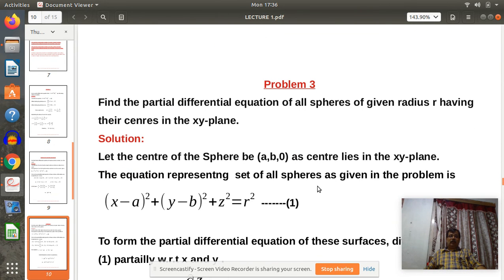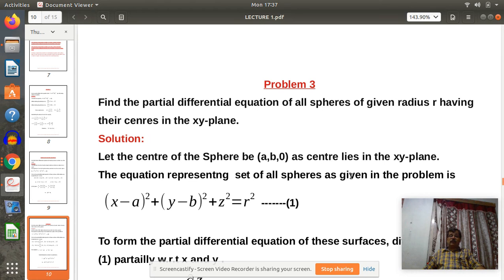Now one more question in this section, problem 3. Find the partial differential equation of all spheres of given radius having their centers in the xy plane. Centers lie in the xy plane and the radius is a given r, that is, r is a constant. For r is 100, whatever it may be, that remains the same. Only the centers change, and they can be chosen as any point in the xy plane. So the center of the sphere can be chosen as (a, b, 0), because on the xy plane the z coordinate is 0.